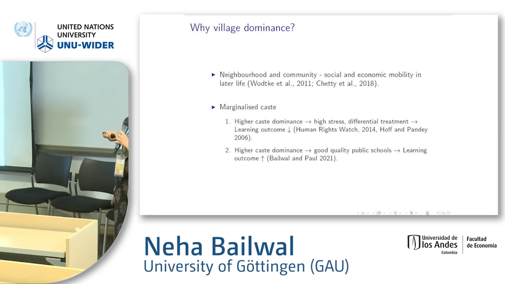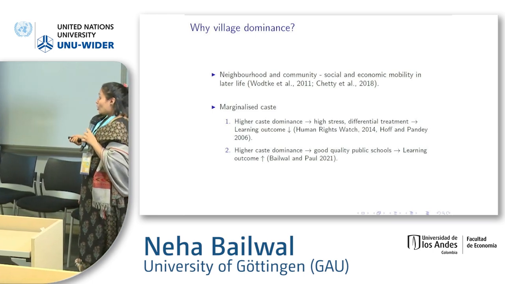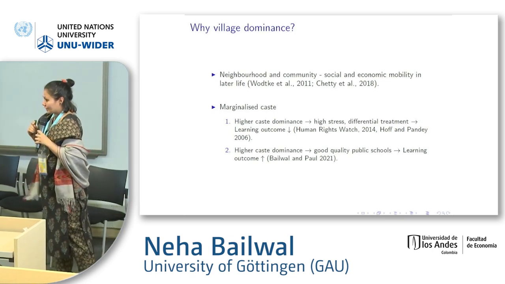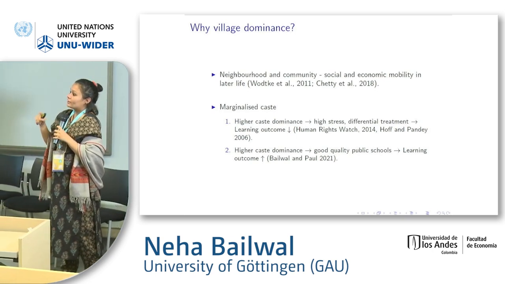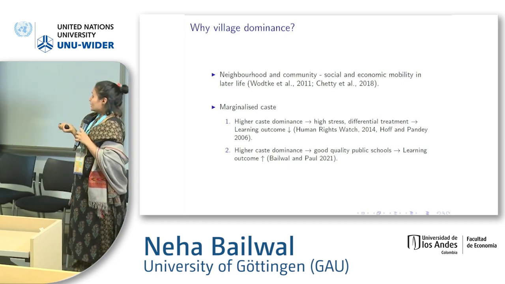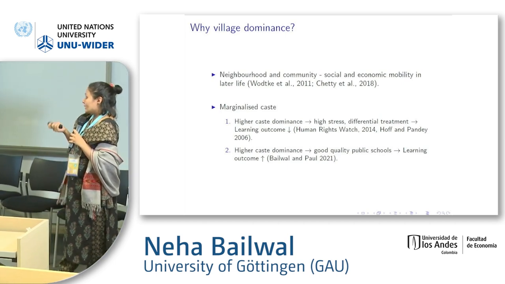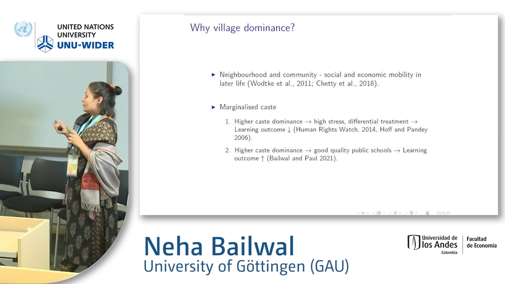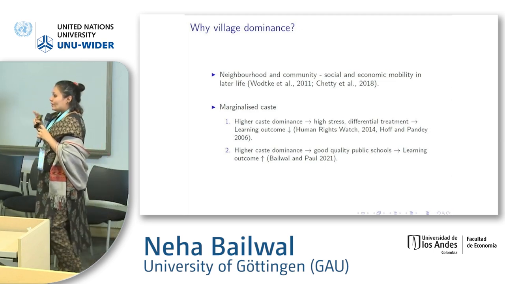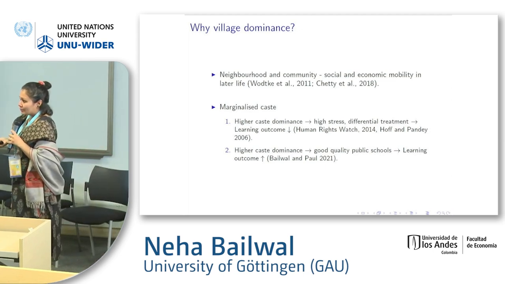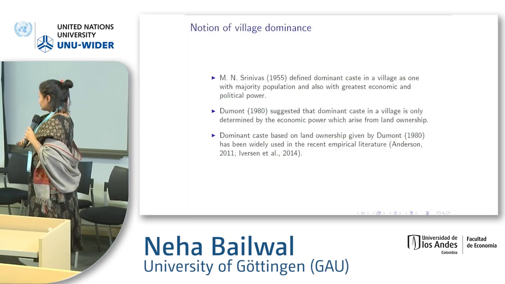So when the marginalized kids are staying in these villages, it also means that they have access to good quality public schools, which can influence their learning outcome positively, right? So in the first case, it could affect their learning outcome negatively. In the second case, it could affect their outcome positively. Now, which of these effects is dominant is something that we try to empirically seek in this paper.